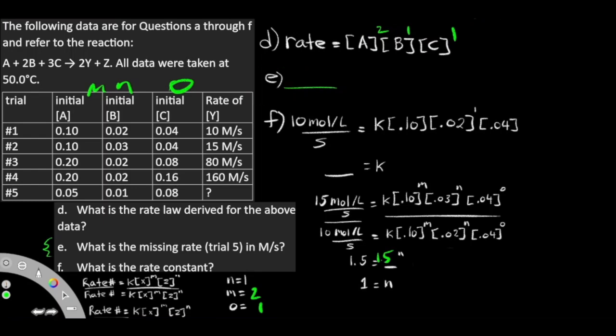Next, we have E. What is the missing rate for trial number 5? We can't do it unless we have our K. So I'm going to look for K over here. I've written it out over here. I've used any single trial. It doesn't matter which one you use. And I've used the exponents that we found over here. I end up getting 1,250,000. With that K, you can put it into this trial number 5 using this general formula. You end up getting 2.5.